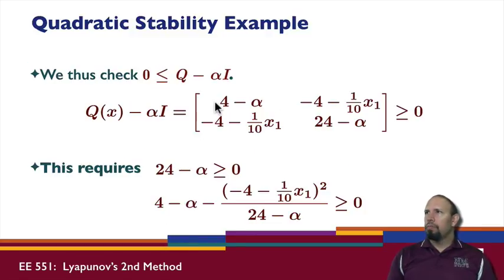Now we need to check what's going on with Q. For quadratic stability, we need to have this inequality satisfied: Q minus alpha I must be greater than or equal to 0. So Q of x minus alpha I is this expression. Remember, a 2 by 2 matrix is positive definite if the diagonal elements are positive and the determinant is positive. Another way of looking at it is that an element along the diagonal and its Schur complement must both be positive. So this quantity is greater than or equal to 0, and then we need the Schur complement, which says this minus this quantity squared divided by that. I need these two conditions satisfied for this inequality to be satisfied.